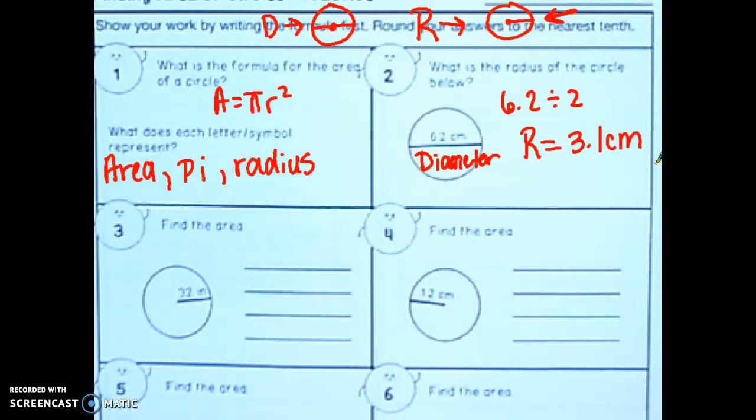Let's try number 3. Find the area. First thing we do is this 1, 2, 3 step, just like with circumference. Your first step is to write the formula. A equals pi r squared. Step 2, plug in the correct values. Area equals 3.14 times the radius. This is halfway through, so this is the radius.